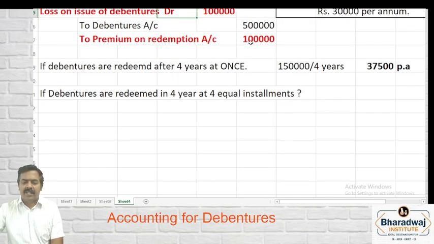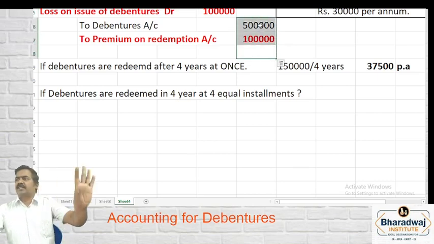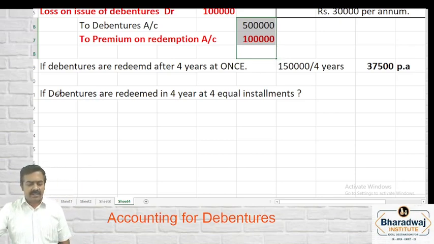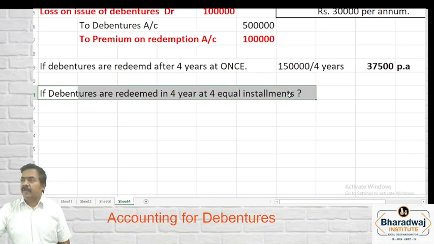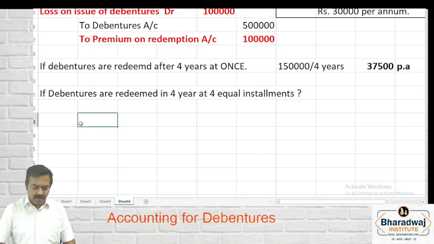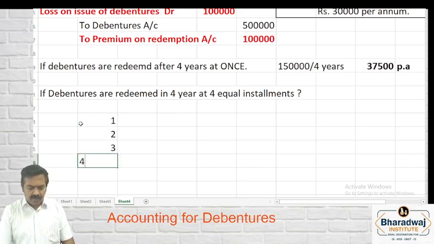What do you mean by redeem at once? How much do you have to repay? 6 lakhs. After 4 years, 6 lakhs will be repaid. Second case, it will be redeemed in how many installments? 4 equal installments. 6 lakhs divided by 4, how much will it be? 1,50,000. So first year, second year, third year, fourth year.